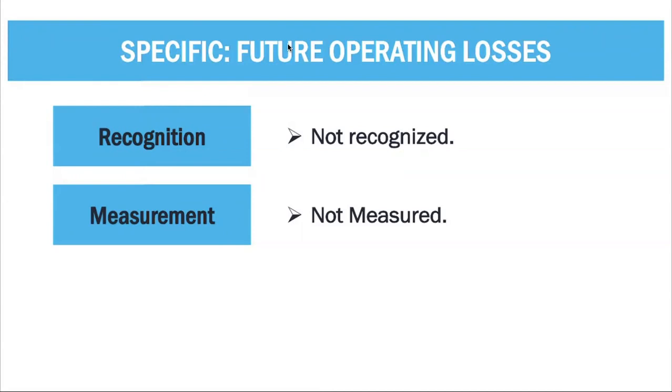So how do we recognize and how will we measure it? Since it is a future operating loss, meaning it is not a past event. Remember, we need a past event which creates the liability. However, in this problem, we do not have a past event. Since there is no past event, it is considered not a liability. So what is the recognition? We will not recognize it. Why? Because it does not satisfy the definition of a liability.